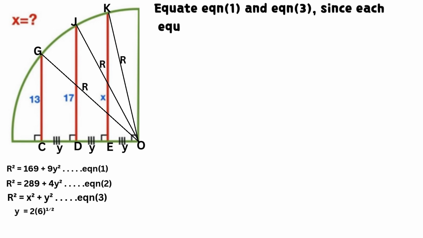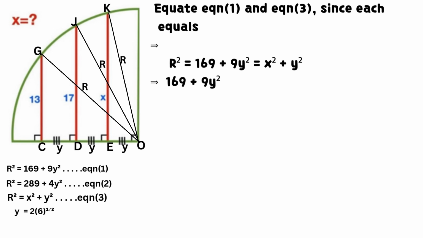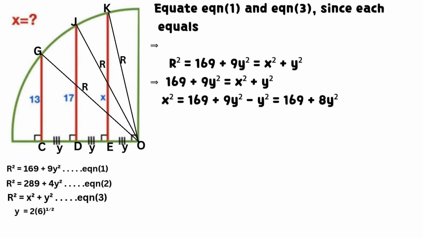Equate equation 1 and equation 3. Since each equation equals the square of R, this implies that the square of R equals the sum of 169 and 9 times the square of Y, which equals the sum of the square of X and the square of Y. Combine like terms and simplify. We have that the square of X equals the sum of 169 and 8 times the square of Y.